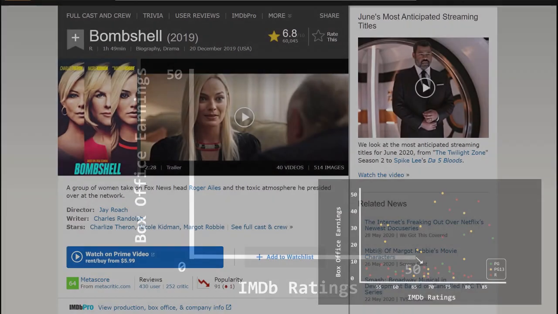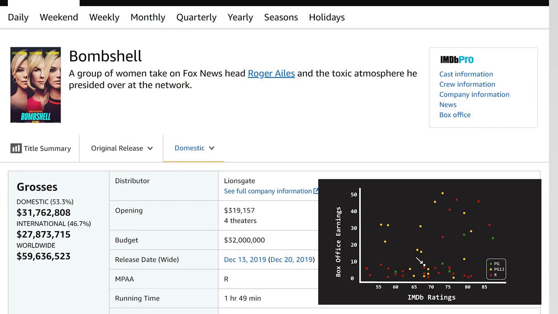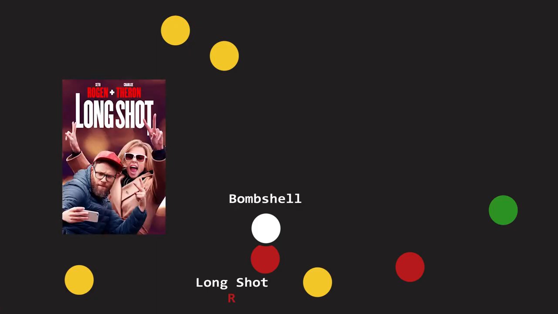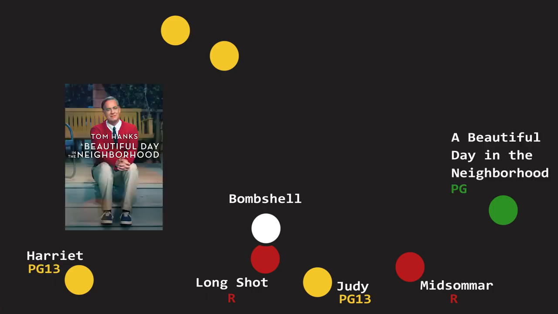Now back to Bombshell. As we can see on the x-axis, it's received an audience rating of 6.8, and as we can see on the y-axis, it has grossed $60 million. KNN looks for the k nearest neighbors. In this case, let k equal 5. The 5 closest movies are R-rated Longshot and Midsommar, PG-13 rated Judy and Harriet, and PG rated A Beautiful Day in the Neighborhood.